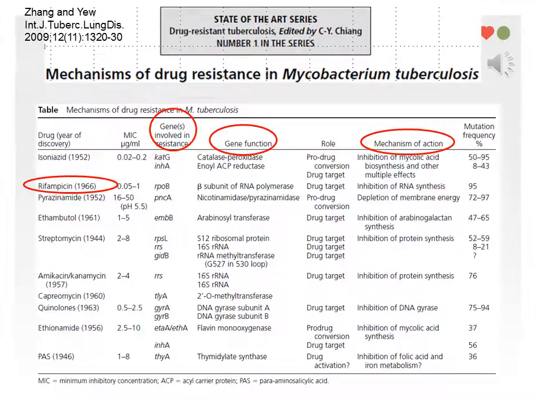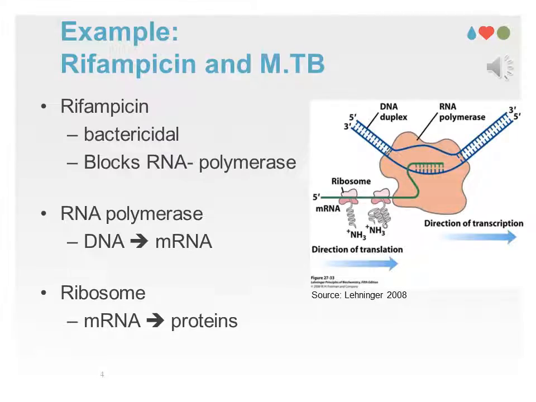This paper gives a good outline of the mechanism of drug resistance in Mycobacterium tuberculosis, and this table gives the gene involved, its function, and the mechanism for drug action. As an example, we will look at the drug rifampicin, the best antibiotic against tuberculosis. Inside the bacteria, the enzyme RNA polymerase produces messenger RNA that is used by ribosomes to produce all the proteins that are needed by the bacteria.